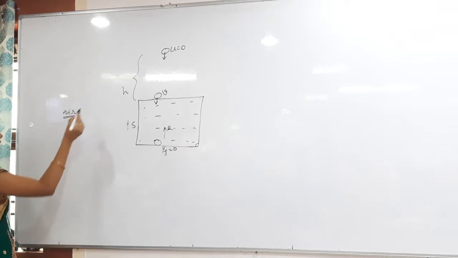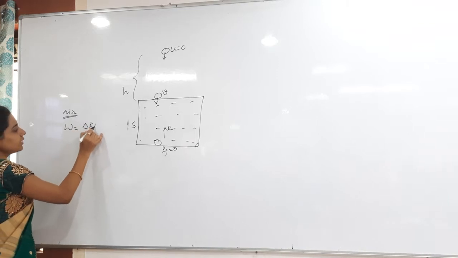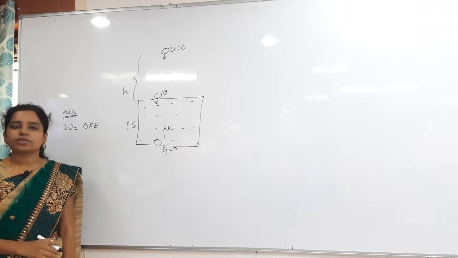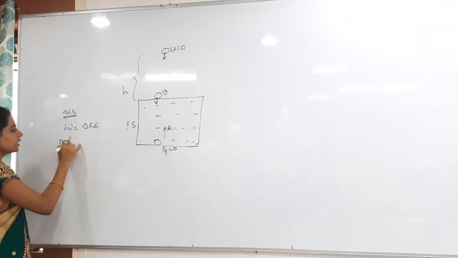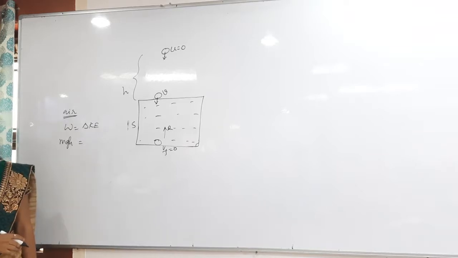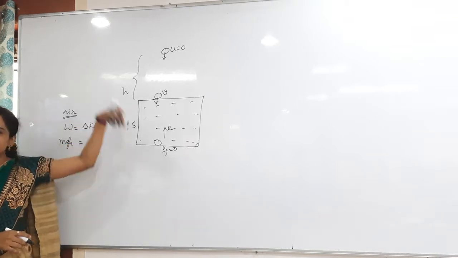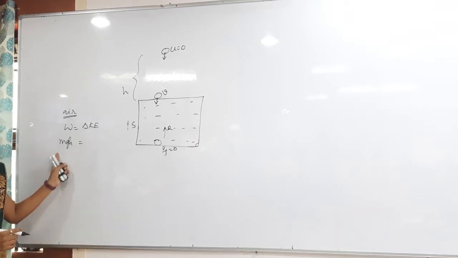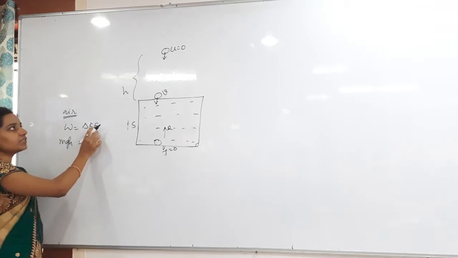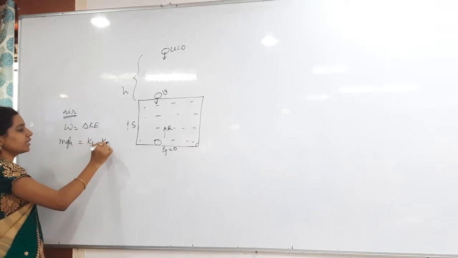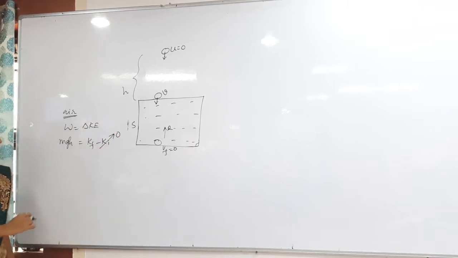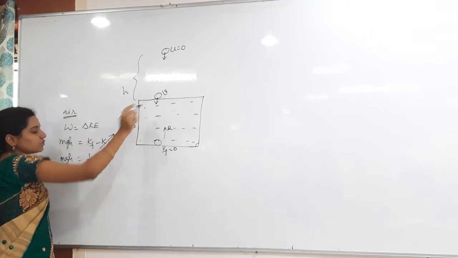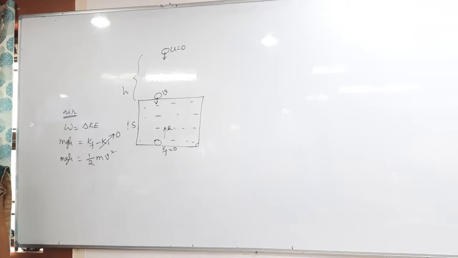In the air, work done equals change in kinetic energy. Then work done to fall through height h, what is the formula? mgh. And plus or minus? Plus only. Why? Because the body has displacement in the downward direction, and the gravitational force is also in the downward direction. So mgh equals change in kinetic energy, nothing but K final minus K initial. The value is how much? 0. Then mgh equals K final, which is half m into final velocity V square. This is about only the air I discussed.